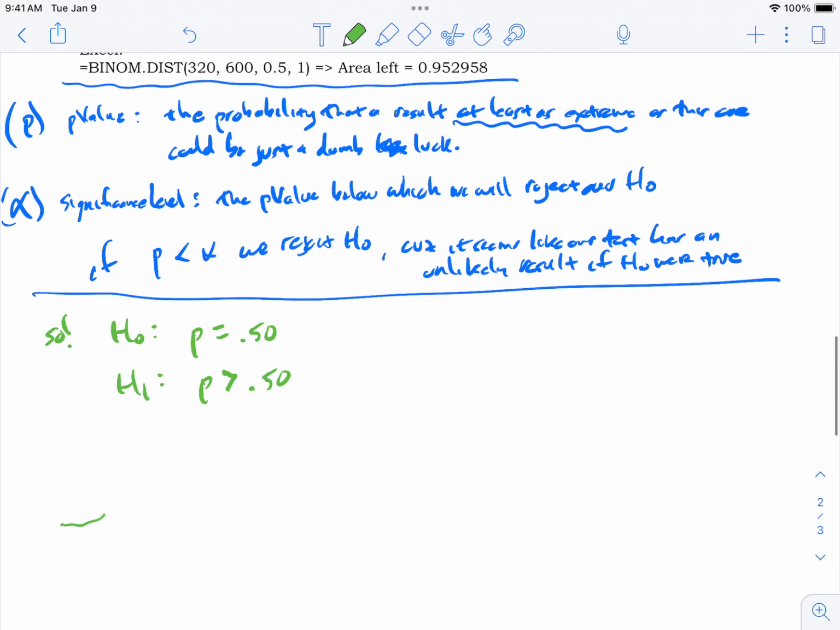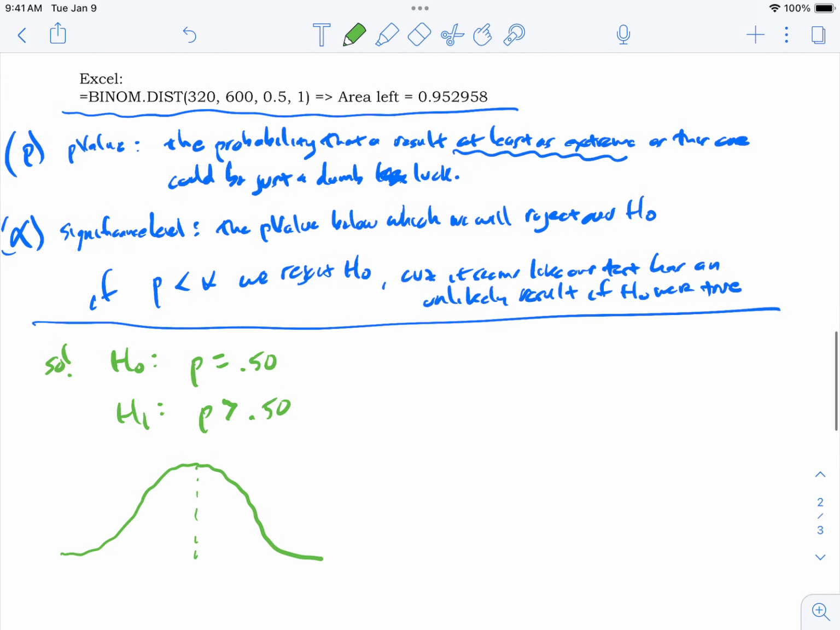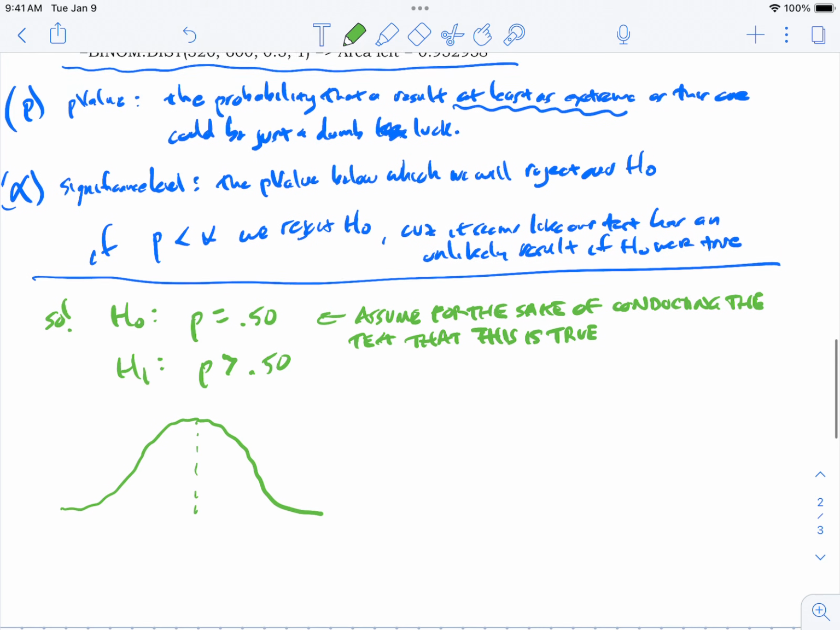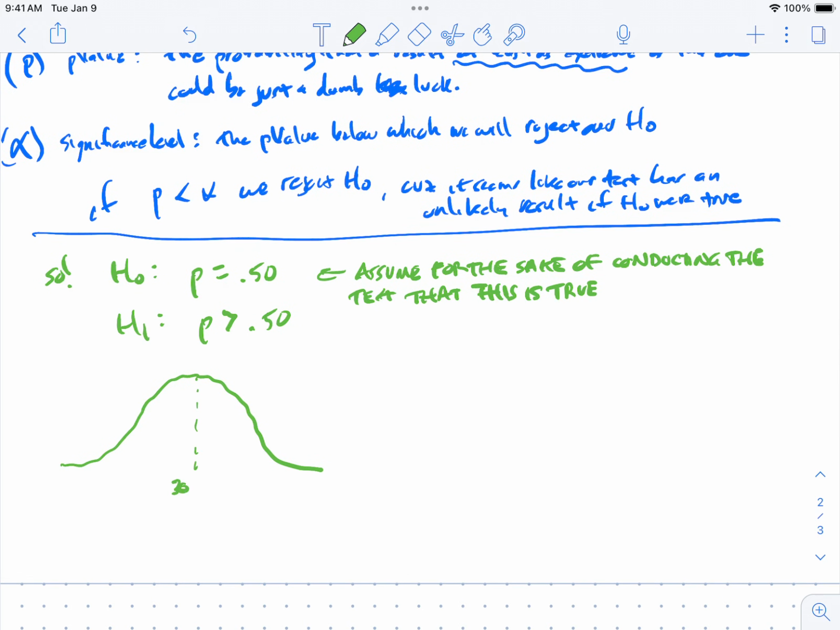What's going to happen here? Well, let's think in terms of this. It's a binomial distribution, right? Because you've got so many voters and there's a certain percent chance that they're in favor. So we expect, if we assume, for the sake of conducting the test, that this is true. Well, if that's true, and we take a sample of 600, we would expect 300.